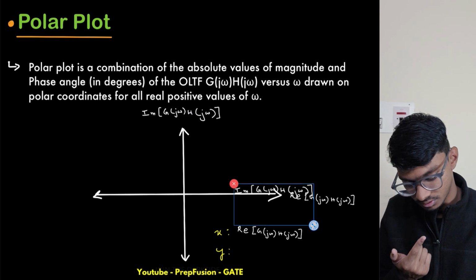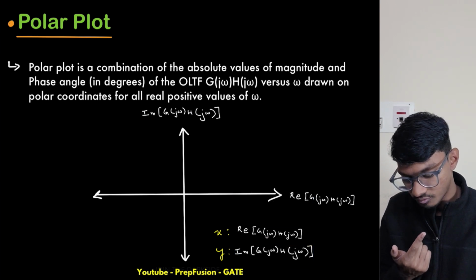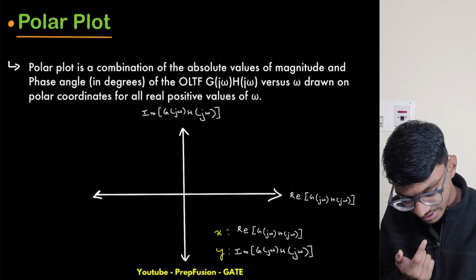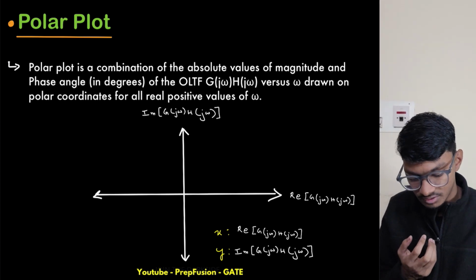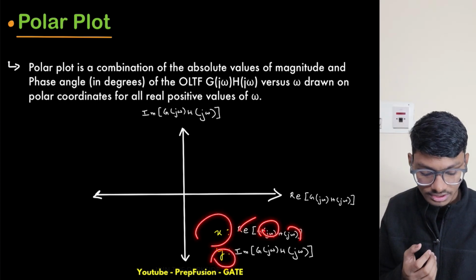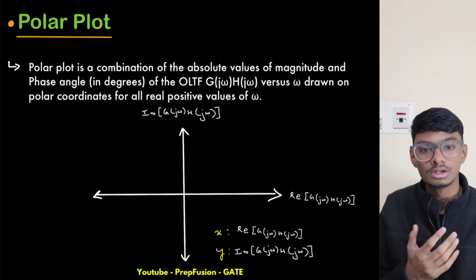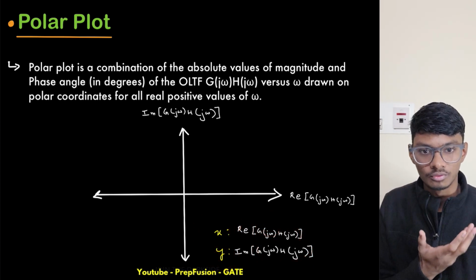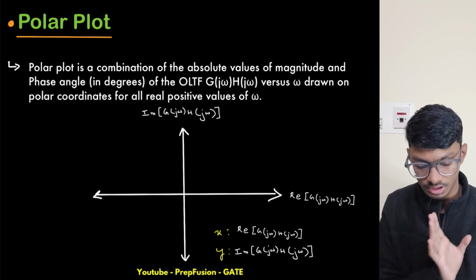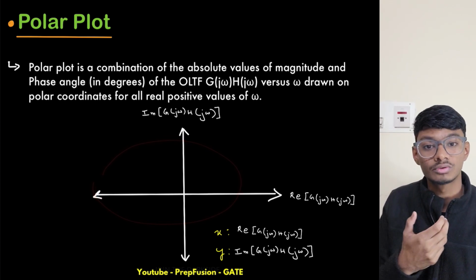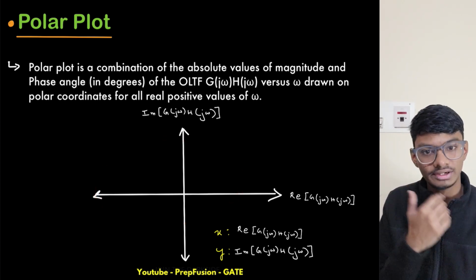Again, right? Okay, so what I am seeing is the variation of this x and y with respect to omega. All these are functions of omega. So if I vary my input frequency, how will this plot look? And this will give us information about the stability and all those things.